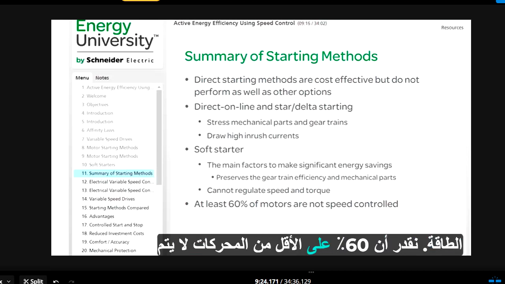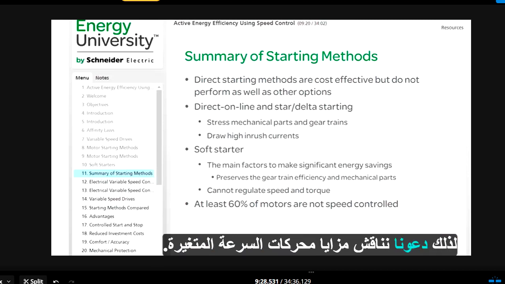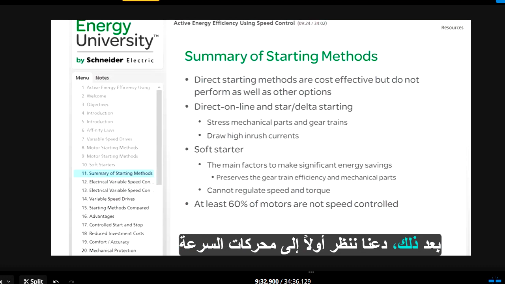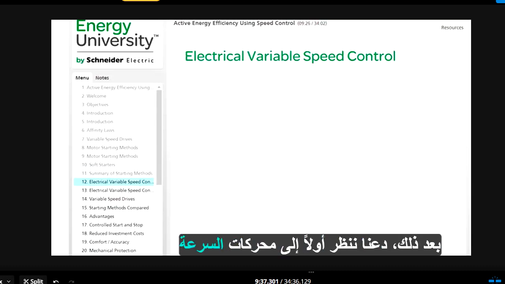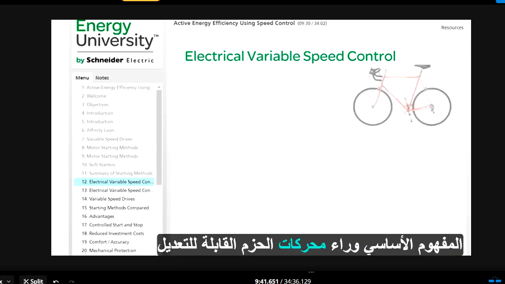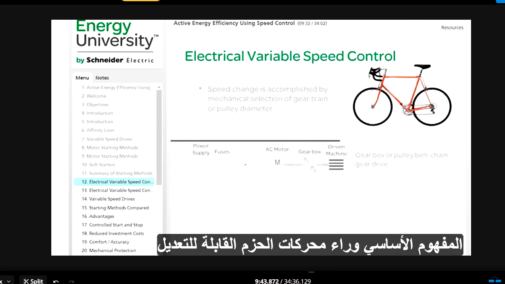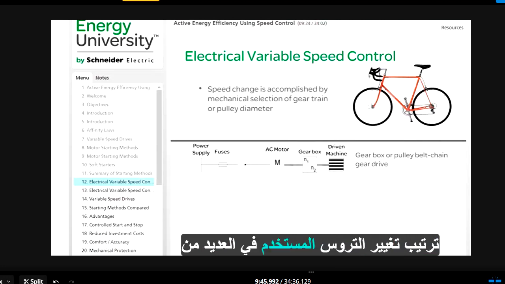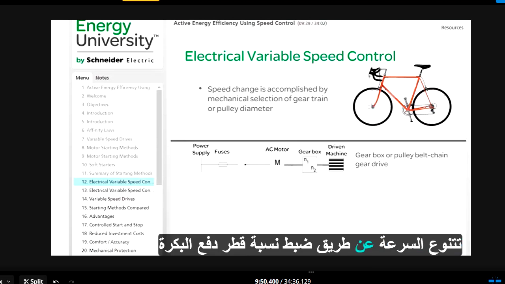We estimate that at least 60% of motors are not speed controlled, so let's discuss the advantages of variable speed drives next. Let's first look at mechanical variable speed drives. The basic concept behind adjustable sheave drives is very similar to the gear-changing arrangement used on many modern bicycles. The speed is varied by adjusting the ratio of the diameter of the drive pulley to the driven pulley.